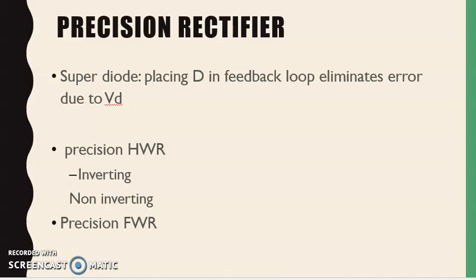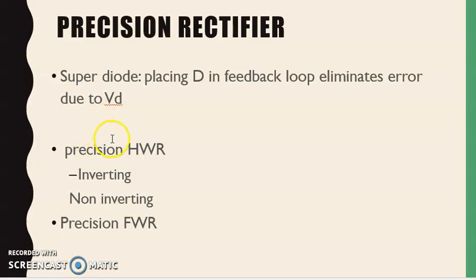when we connect the diode in the feedback path of an op amp, which is also known as operational amplifier, we can get an ideal diode. This is called a super diode. A super diode, with the diode placed in the feedback loop, eliminates the error due to VD. Means we get precision output, and we can also draw a characteristics graph of the diode and it gives output similar to an ideal diode. So we use precision rectifier.